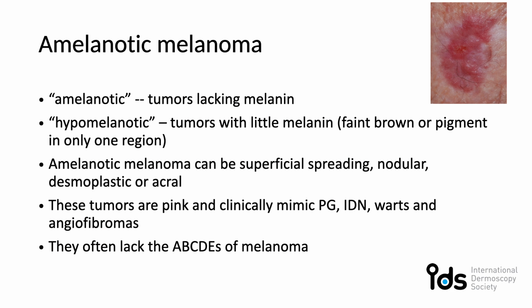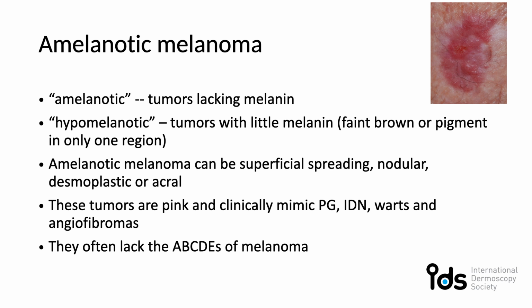The term amelanotic refers to tumors that are lacking melanin. They have melanocytes, but they do not have lots of pigment or melanin that we expect to see in traditional pigmented melanomas. The term hypomelanotic also falls under this category. These tumors have some melanin, but very little, and they come across as faint brown, pink and brown, or having pigment only in one area.